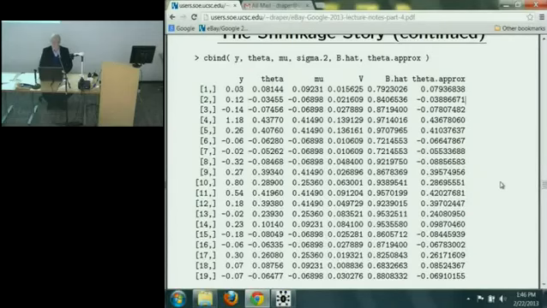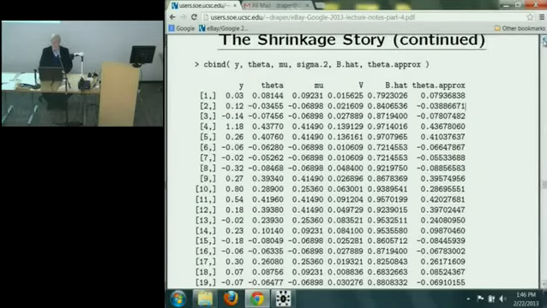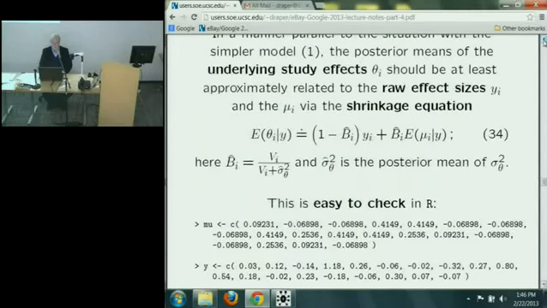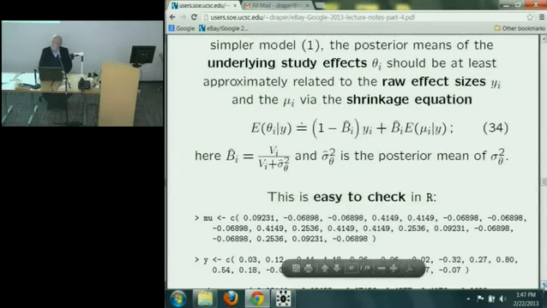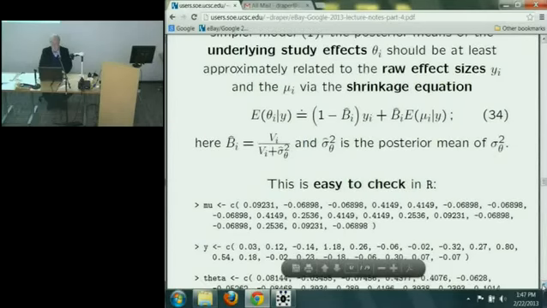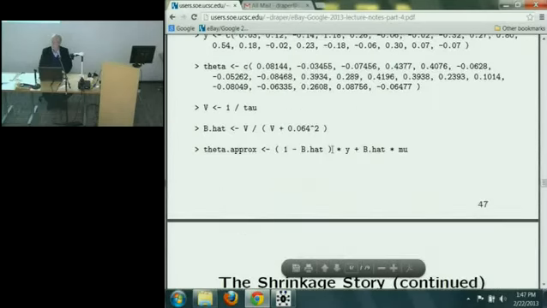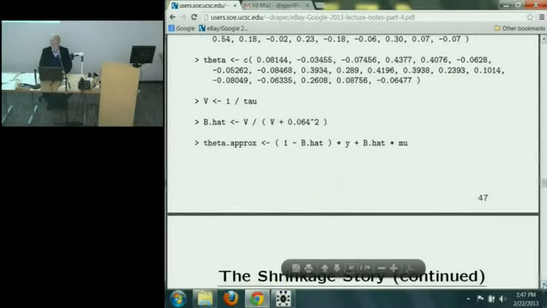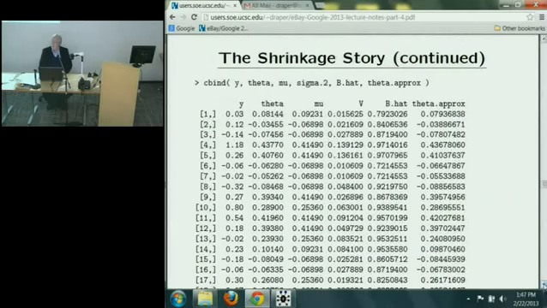B hats, remember, they are of the form v over v plus a constant, and so they have to live between where and where. V is positive and the sigma hat squared theta is positive, so they have to live between 0 and 1. Oh, no, I'm sorry, I guess they have to live between 0 and infinity. Let's see, 0 and 1. So if sigma hat squared goes to 0, you get 1. And if sigma hat squared goes to infinity, you get 0. So they have to live between 0 and 1, which makes sense to use them as weights in a 1 minus b hat and b hat sense, right? Otherwise, the weights wouldn't make sense. And so if you look at the b hats, they're all pretty big, right?